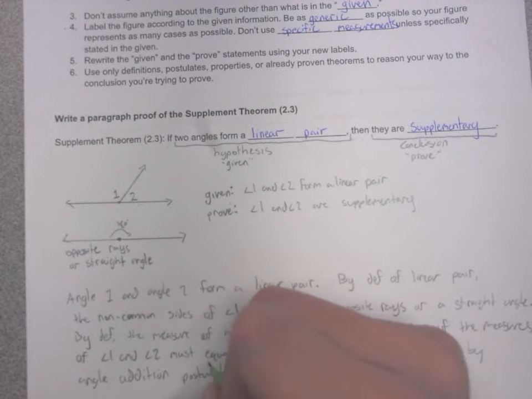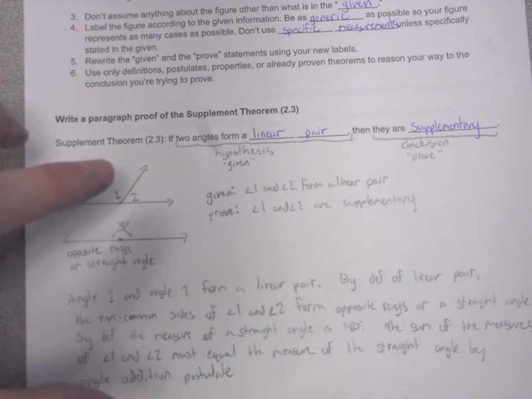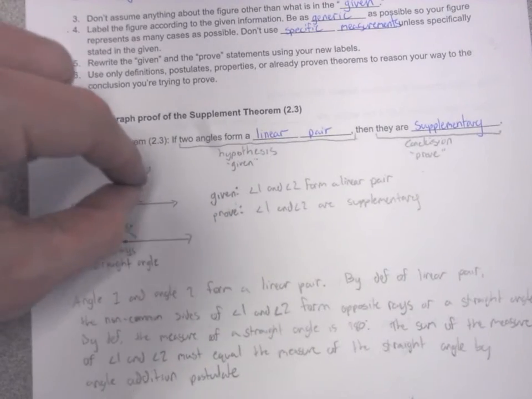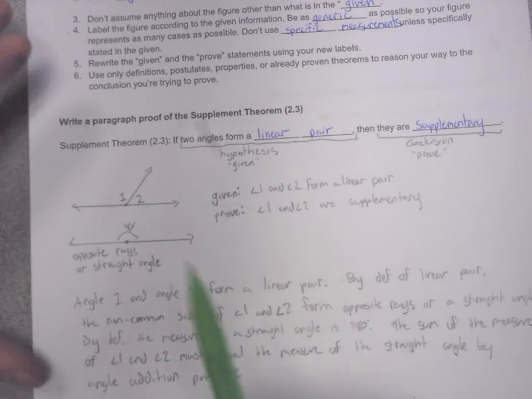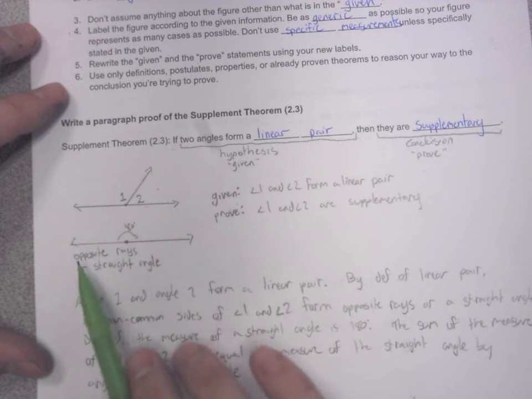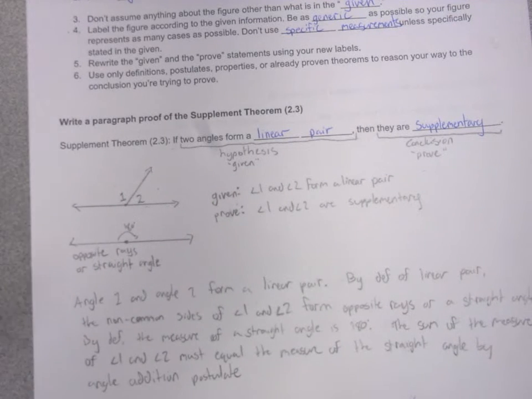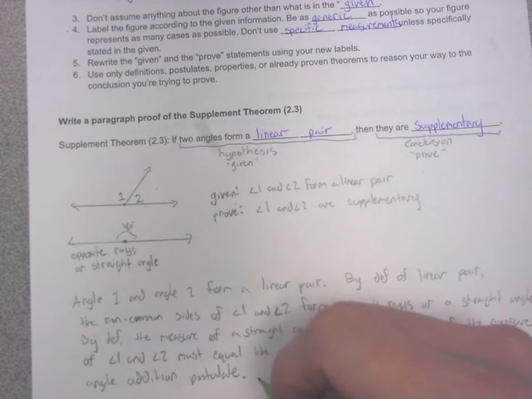The angle addition postulate says that if two angles are adjacent, their measures, when you add them together, form the measure of the bigger angle. So we actually have 3 angles here. We have angle 1, angle 2, and then this big straight angle that they combine to, basically. So the measure of angle 1 and the measure of angle 2, when we add those together, have to equal the measurement of the straight angle, and that's the angle addition postulate.